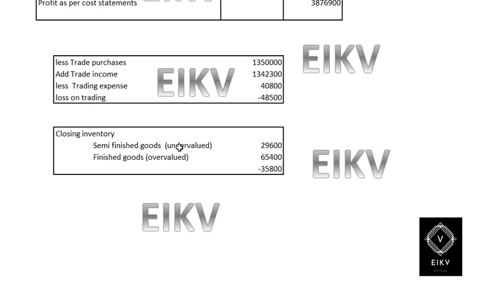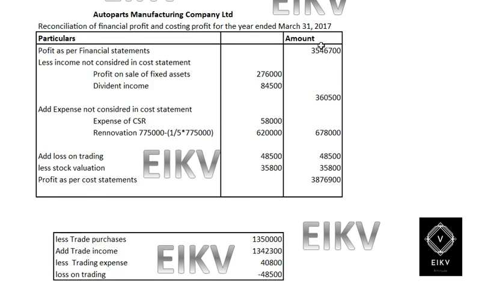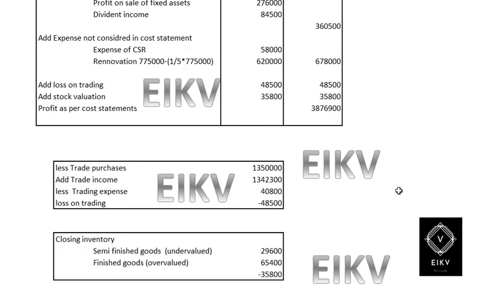Therefore over here it is written that semi-finished good is undervalued and finished good is overvalued. So we need to take the net amount. We need to deduct 29,600 from 65,400. Therefore we get a negative balance of 35,800. Such amount is affected in the profit of the financial statement, right? This amount will not form part in cost statement, shall be added, because the amount of rupees 35,800 should be added.